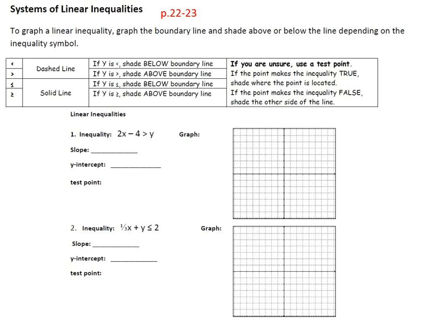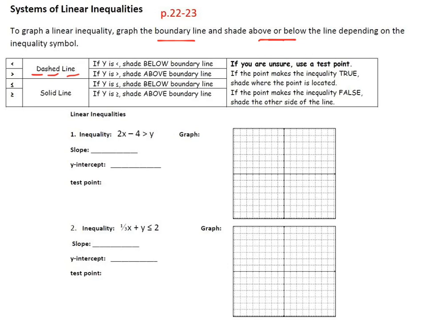So, quick review: to graph just one linear inequality, you want to start by graphing your boundary line, and then we're going to shade either above or below depending on that inequality symbol. In case you forgot from previous math courses, if you have just the plain old less than or greater than sign, that's when you're going to have a dashed line for your boundary line. If y is less than that value, then you're going to shade below the boundary line. If y is greater than, then you're going to shade above that boundary line.